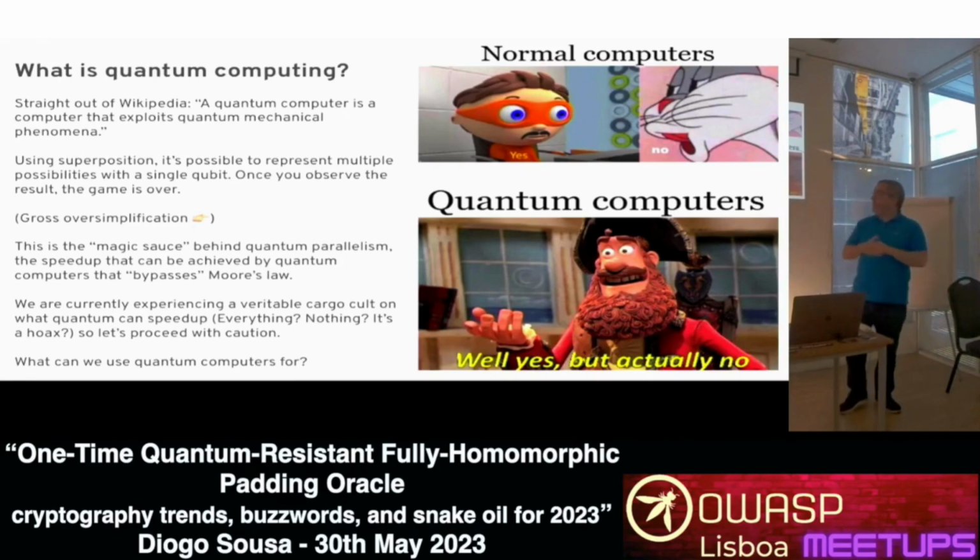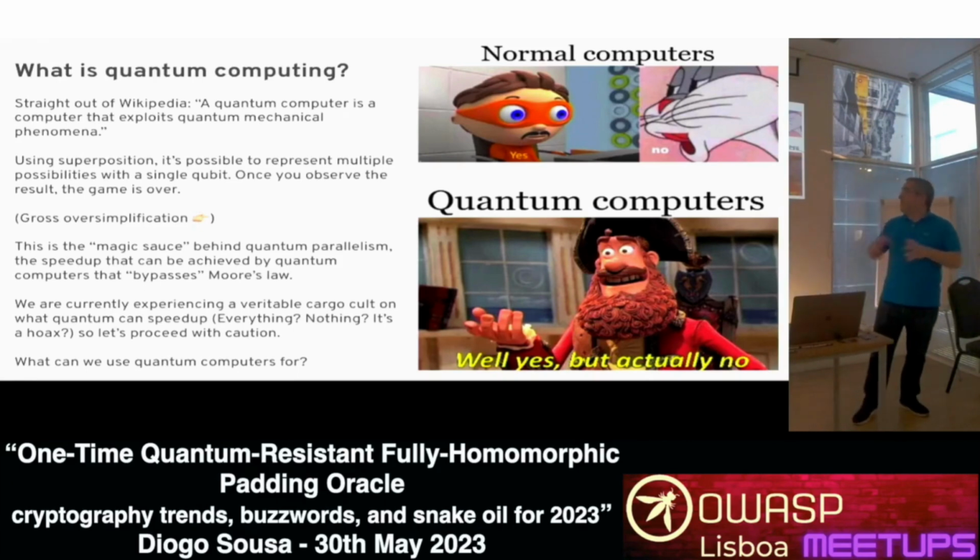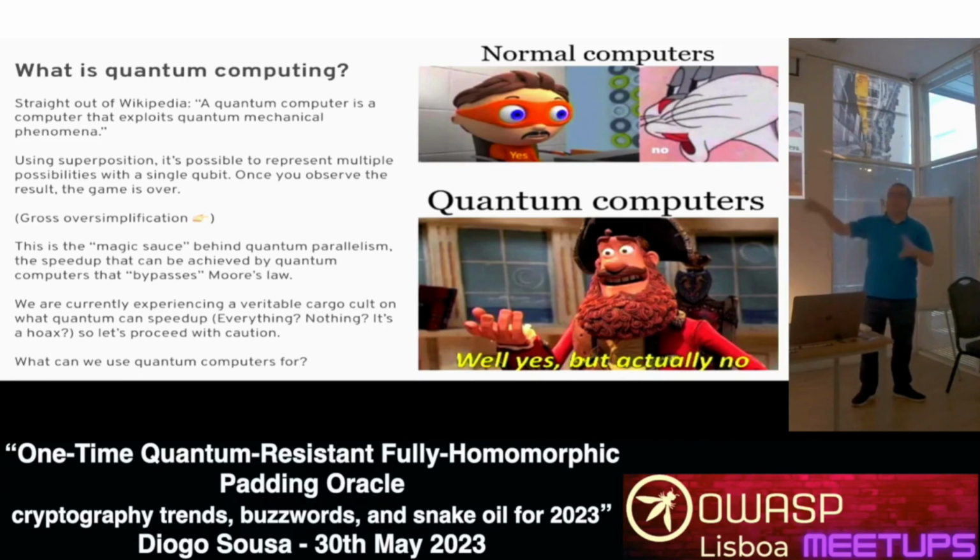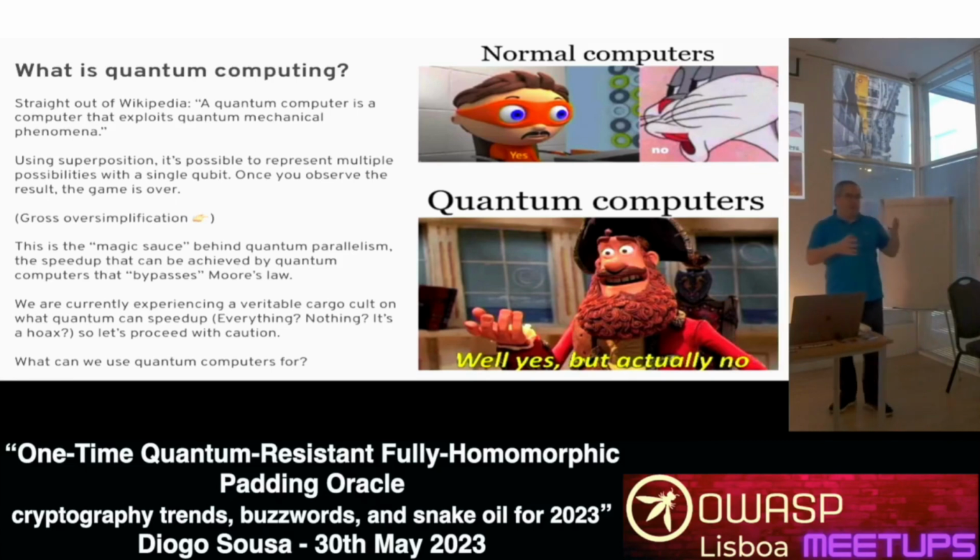Again, gross oversimplification. And this is the magic sauce behind quantum parallelism, the speed up that can be achieved by quantum computers that somewhat bypasses Moore's law. If you can represent multiple states with a small number of qubits, you can basically accelerate a bunch of operations with native parallelism. Although currently we're experiencing a veritable cargo cult about quantum speedup. What can quantum computers actually accelerate? Can they accelerate everything? Nothing at all? Is it all a hoax? Well, we don't know. We need to proceed with caution because there's a lot of news about quantum computing, but real understanding and practical examples are still few and far between.